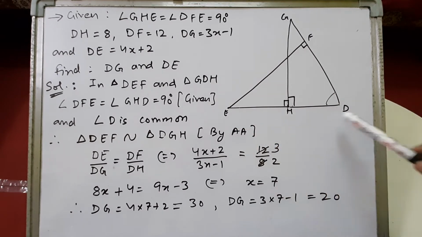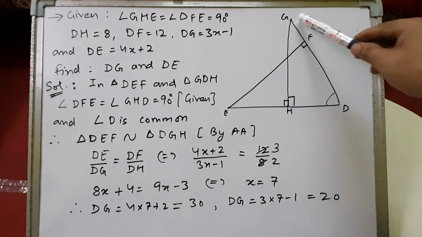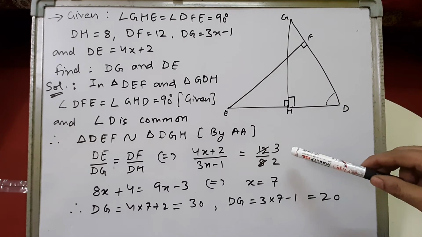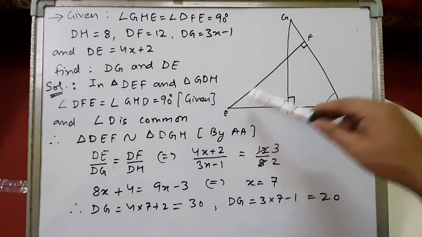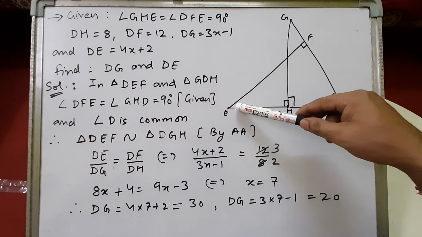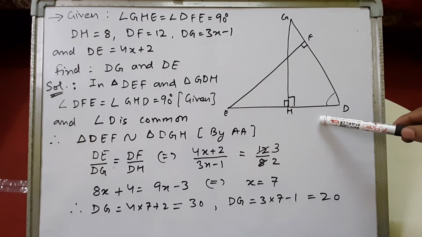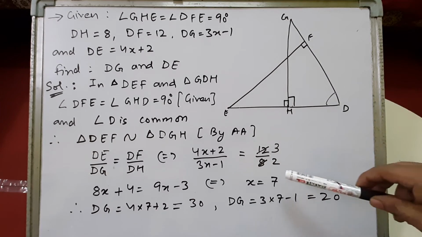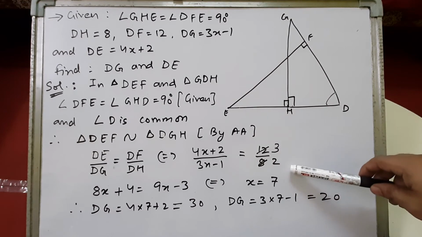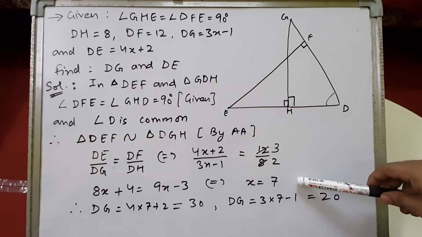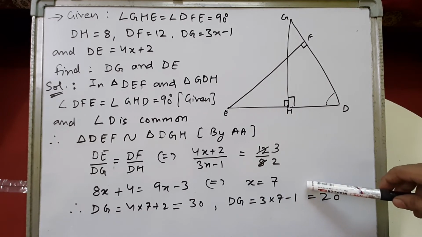Alright, see, DE is the hypotenuse of triangle DEF, and GD is the hypotenuse of triangle GHD, right? And DF is the smallest side; the third equal angles will be E and G. So opposite to this angle is DF and opposite to this angle is DH, right? So when we substitute the values, we'll get 4x plus 2 upon 3x minus 1 equals 12 upon 8. 4 3s are 12, 4 2s are 8, cross multiplying, we'll get 8x plus 4 equals 9x minus 3. So transferring and simplifying, we'll get the value of x as 7.